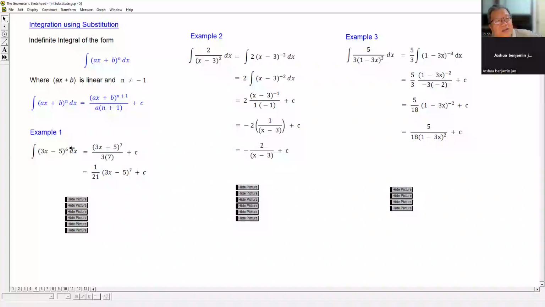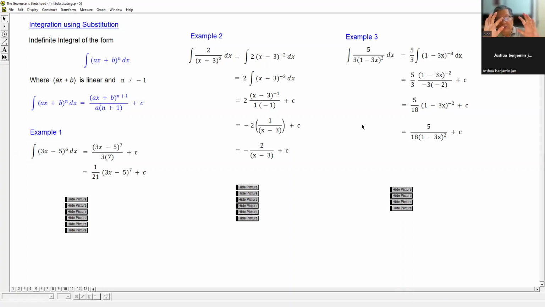Then you see, this one, bracket raised to power 6. Raised to power 6 means you have 7 terms. You have 7 terms, then you have to integrate 7 times. Very difficult. So we're going to use a method called substitution. So the method that we are going to use is called substitution. Okay? We are going to use substitution to do all this.